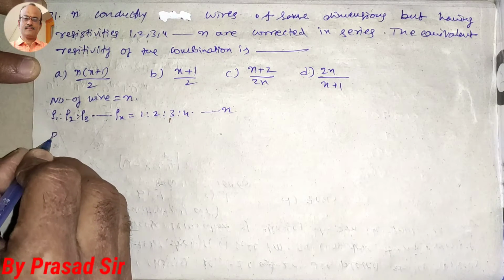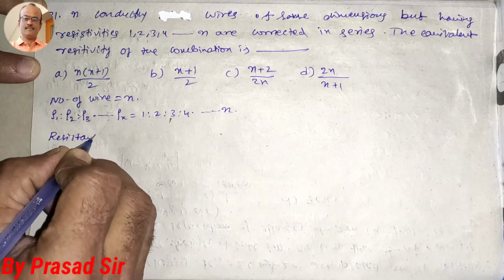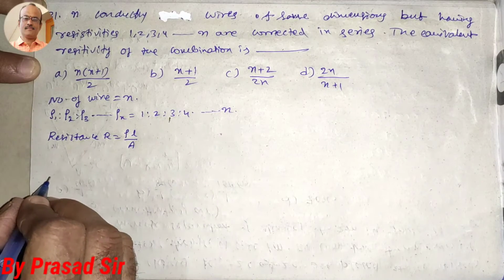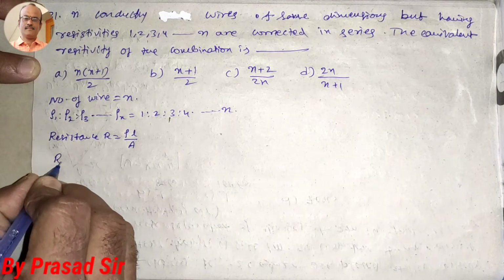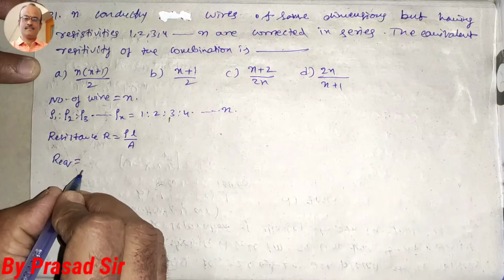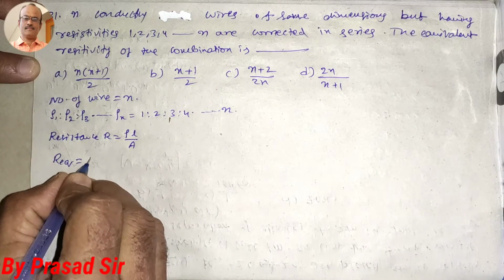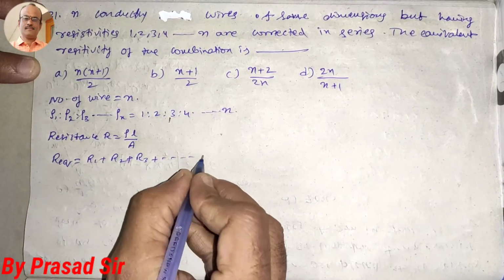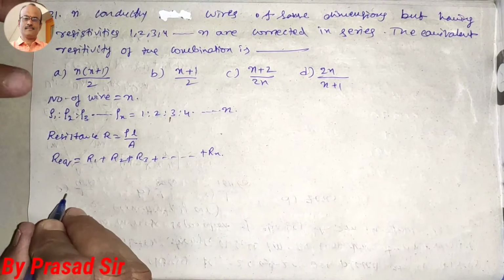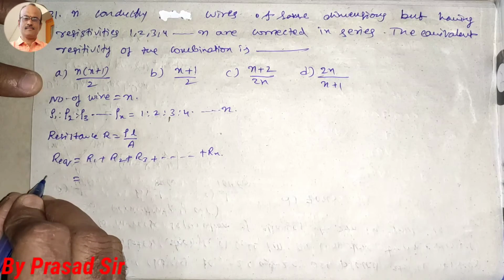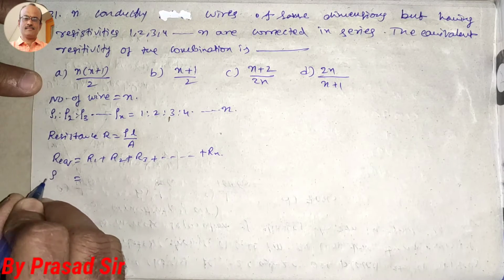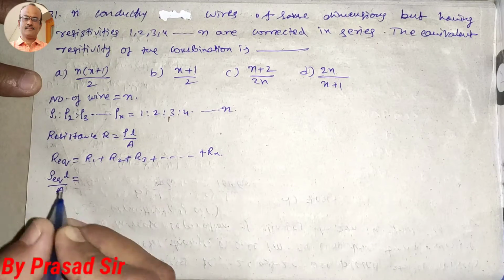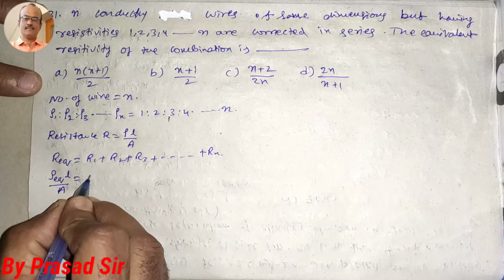So we know the formula resistance R is equal to rho L by A. But I want to calculate the R equivalent is equal to R1 plus R2 plus R3 plus up to Rn. So simply R equivalent is nothing but rho equivalent L divided by A. But here R1 means what is that here?